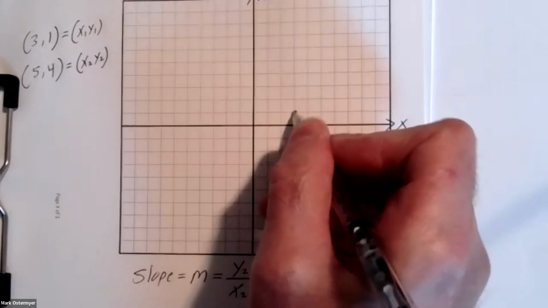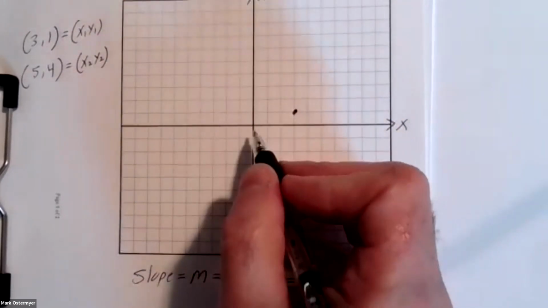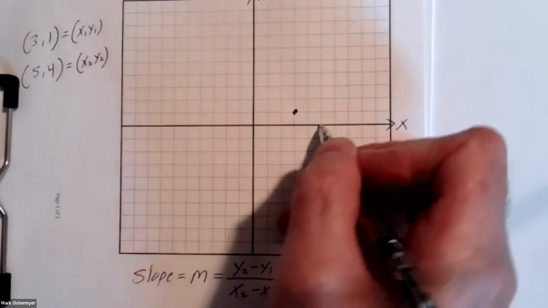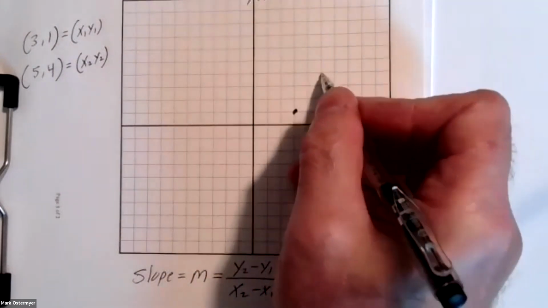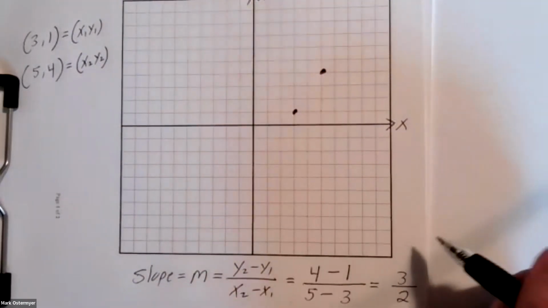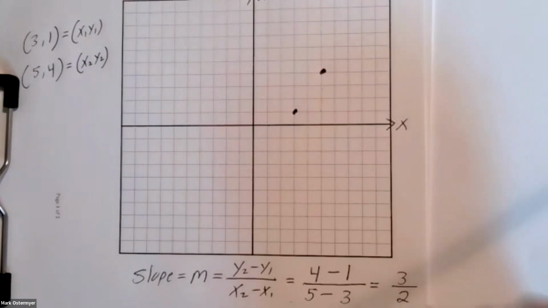There's 3, 1. Now we're going to plot the point 5, 4, starting at the origin. We go 5 to the right, 1, 2, 3, 4, 5. Now up 4, 1, 2, 3, 4. There is 5, 4. And we discovered that the slope of this line is 3 over 2.